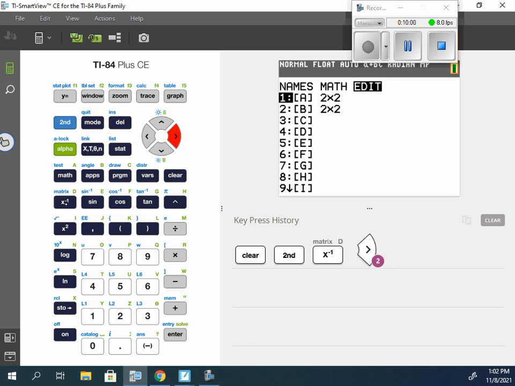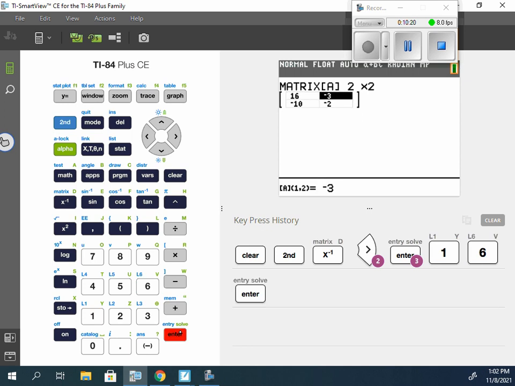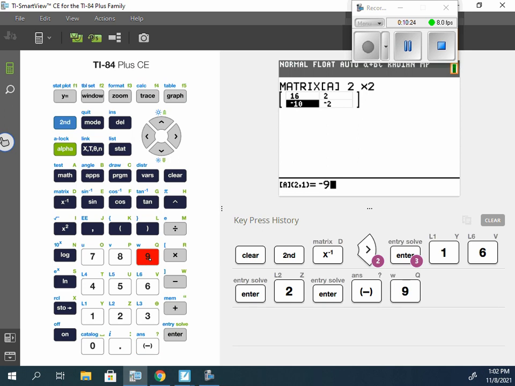Now we can just hit enter because we want to edit matrix A first. The matrix that we want to put in is a 2 by 2. So we'll do 2 enter, or we can do enter enter if it's already a 2 by 2. And then we can put the elements in. Well, the first element is 16. Then 2, -9, 8.